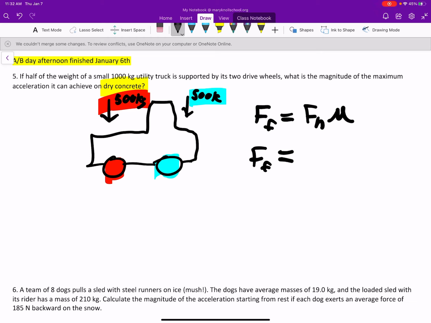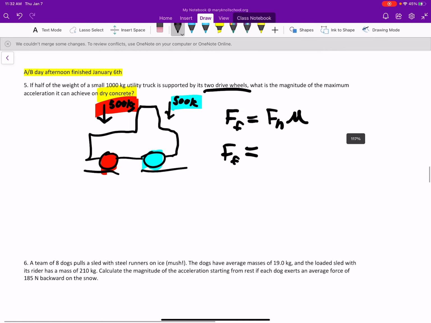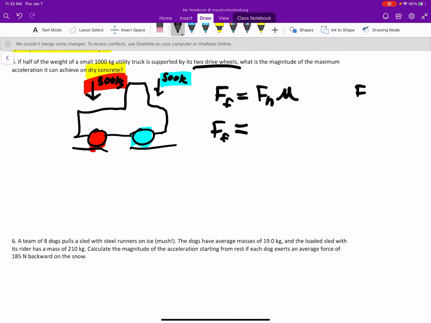So with the force of friction, the force normal is per tire, right? So there's a force normal here, and there's a force normal there. And so for the acceleration, we've got to use just the drive wheels. Say 2 drive wheels, those in the rear for a truck, by the way. Okay, so force normal. Let's go off to the side here real quick. Force normal is mass times acceleration. Force normal is 500 times 10 meters per second squared, the acceleration due to gravity, so that's 5,000.